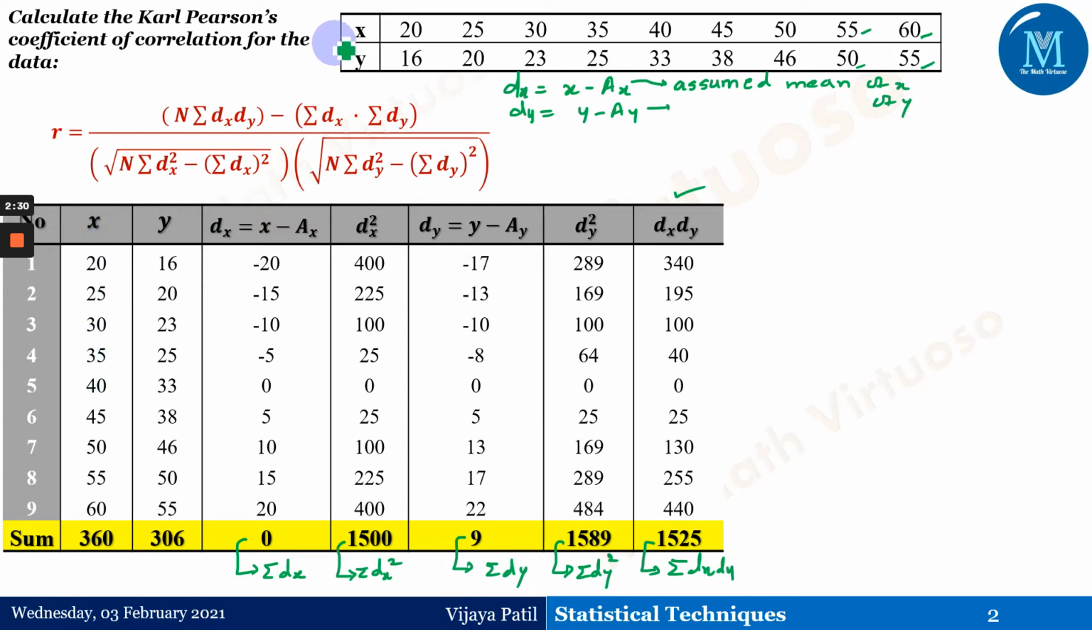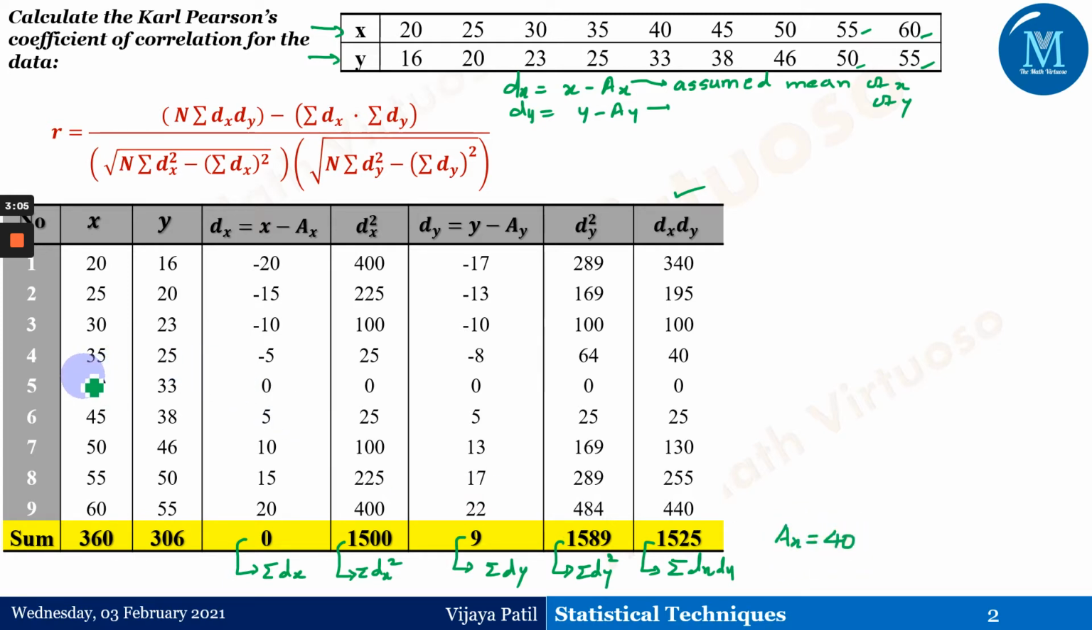This is x given to you here in the question, and column y over here we have got. Then we need a summation of this, but in the present case we don't require the summation of x and summation of y. Instead I need summation of dx, which is nothing but x minus ax. So dx is x minus ax, that means I should have some assumed mean here. In the present case, ax is nothing but 40, which we have taken.